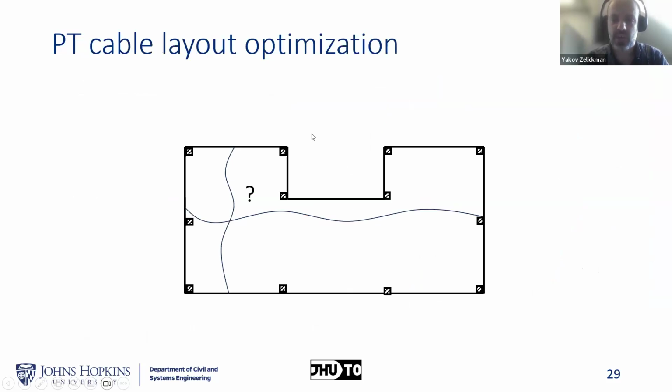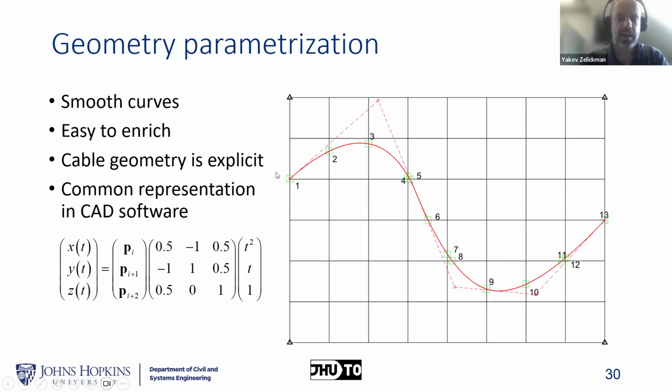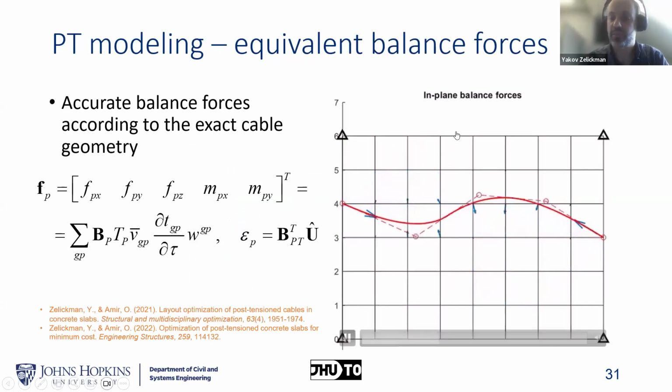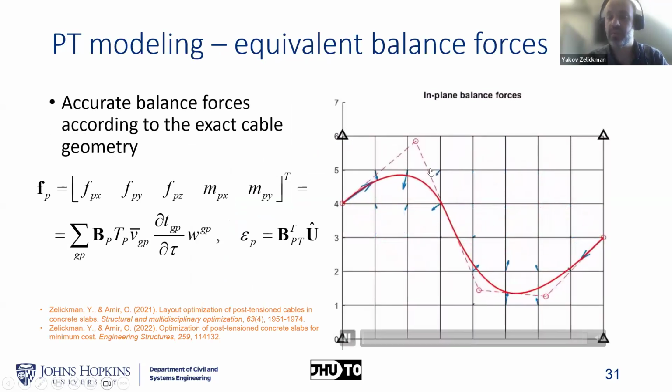The last example I want to show is an optimization of the layout of the post-tensioning cables. Once we have the column set and the thickness set, now we go and optimize the post-tensioning cables. The parameterization of the cables here is based off B-splines, because they're very nice curves, very easy to enrich and control, and so on. The first thing we need is an analytical expression for the forces that the cable applies on the floor as a function of its shape, which will allow us to utilize more different shapes of the cables to our advantage.